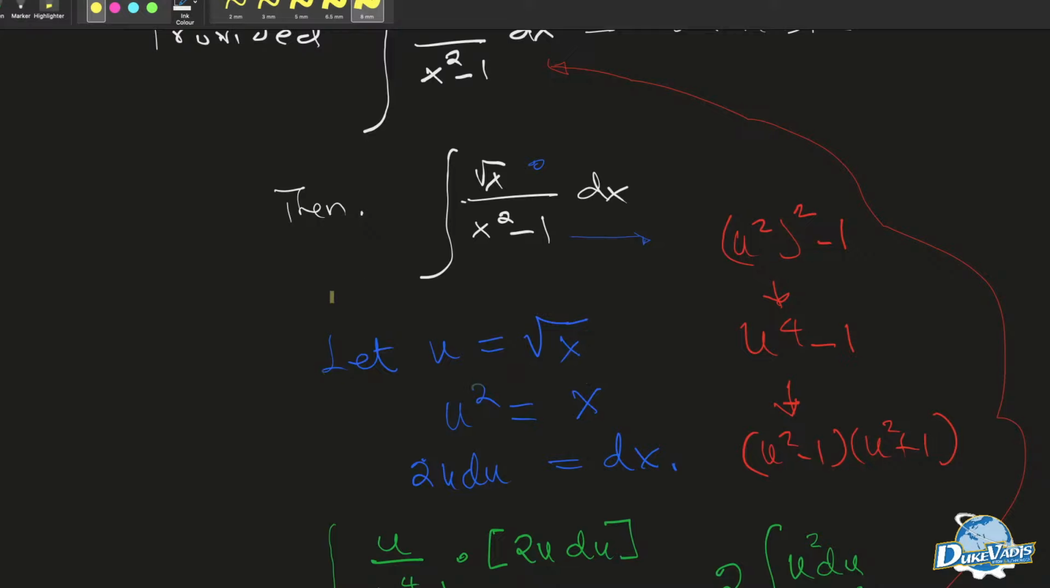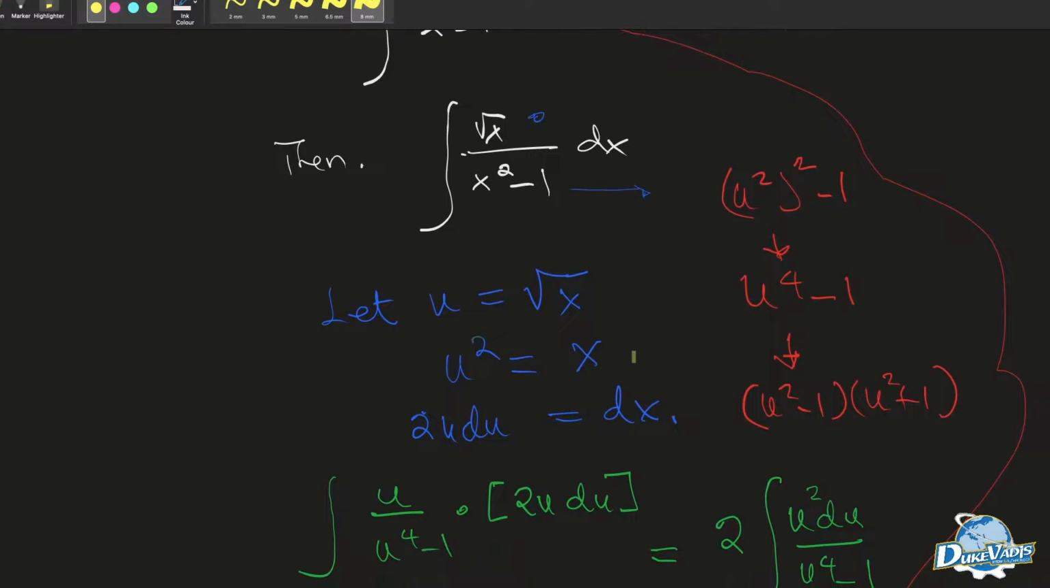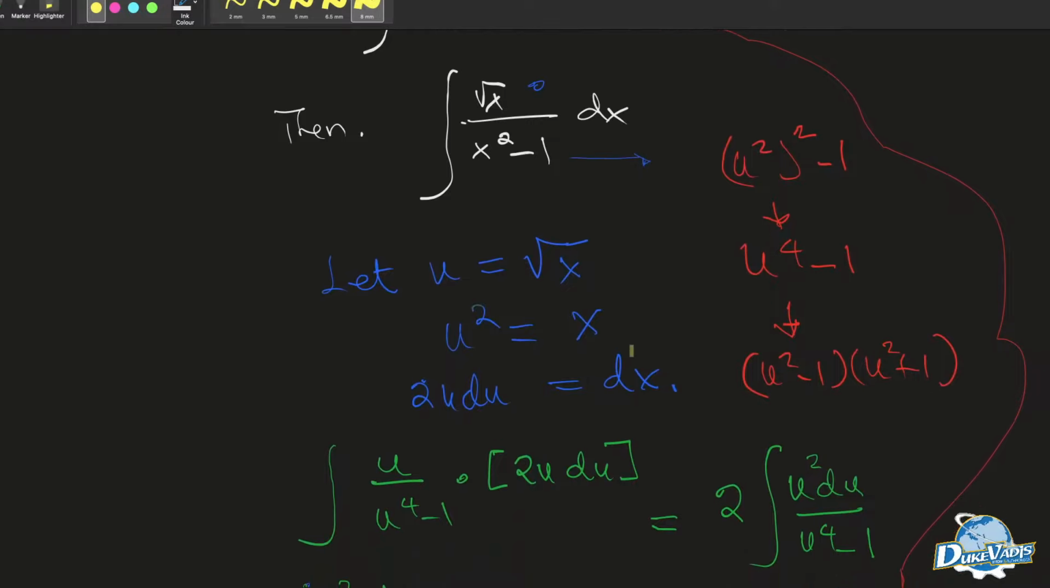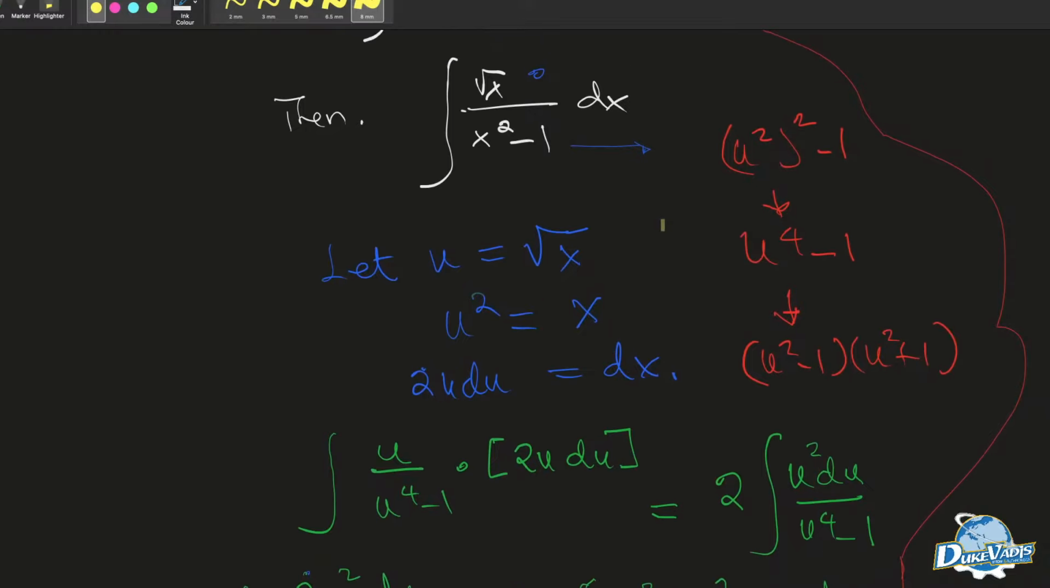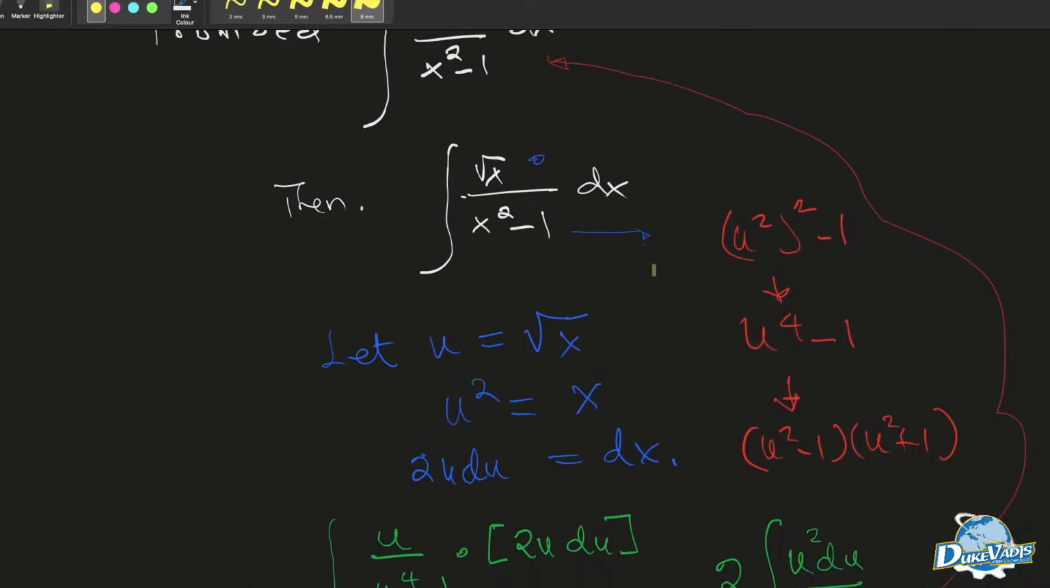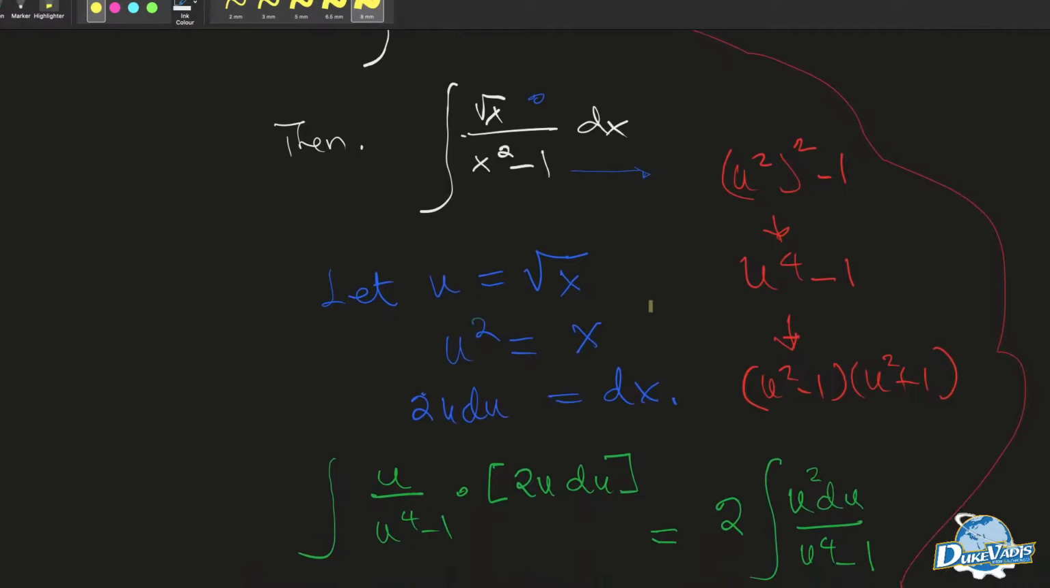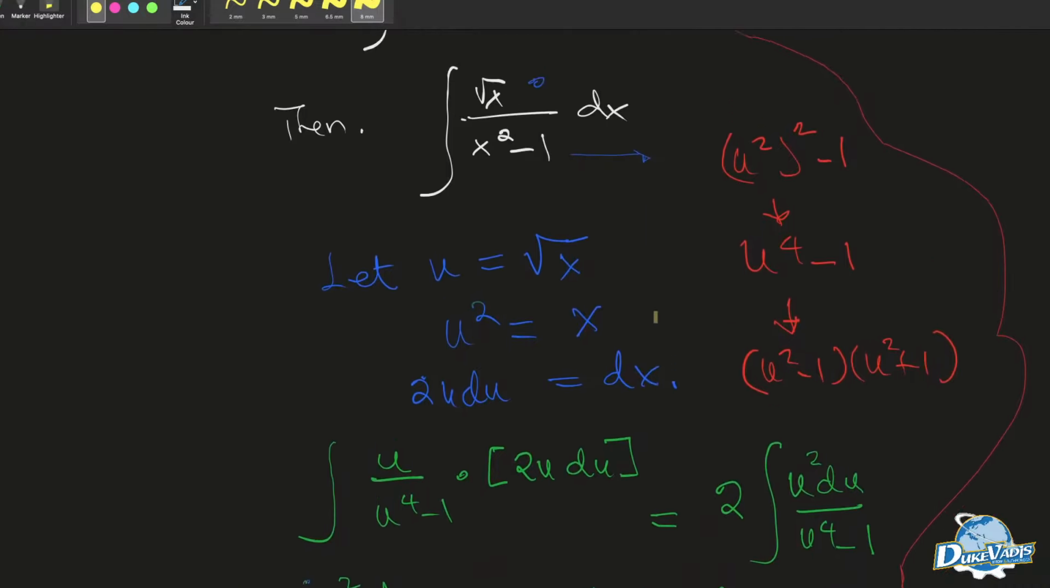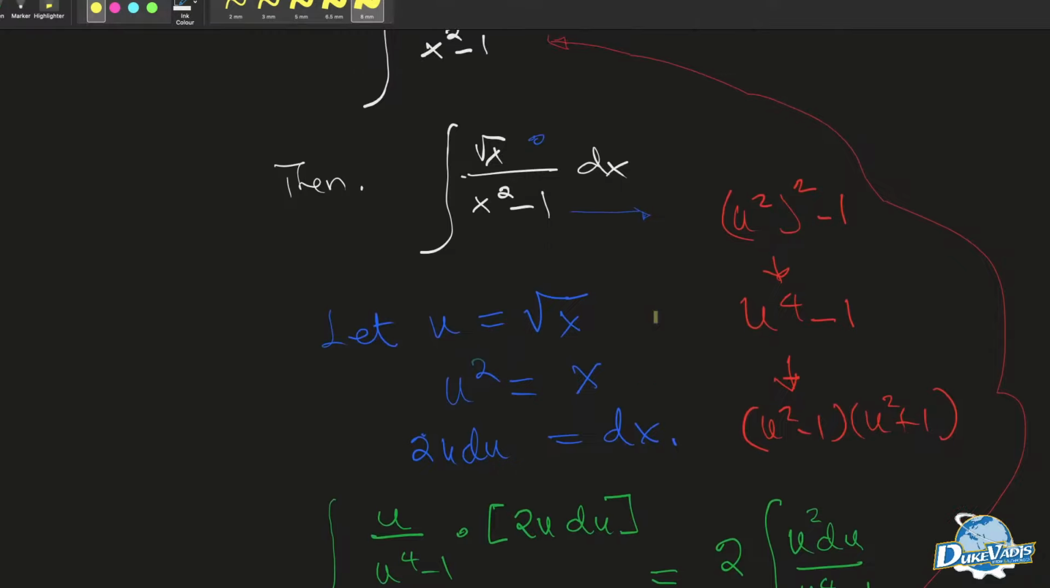So we say let u be equal to square root of x. Then we square both sides of the expression. So we have u squared is equal to x. Then we realize that when we differentiate, because we need to substitute for the dx here, we had 2u du is equal to dx. All right, fantastic. So we have got our substituents that will help us to break down the equation easily.